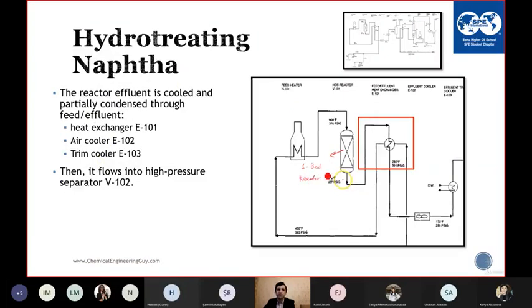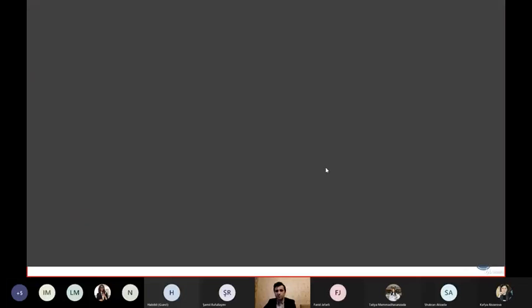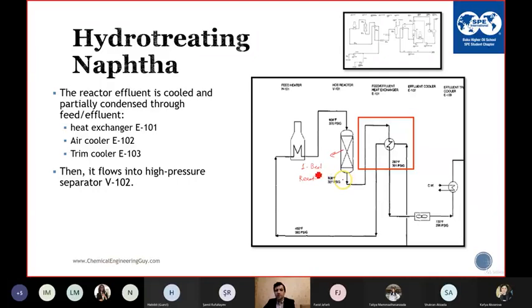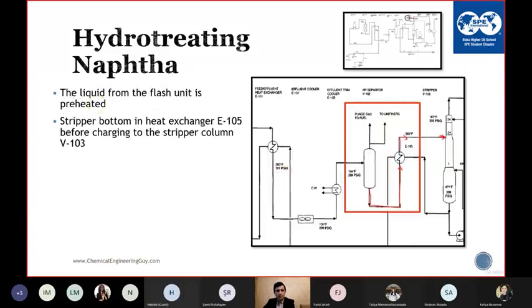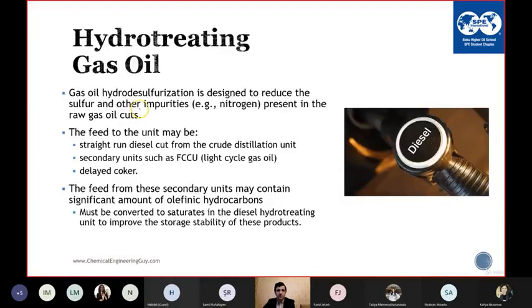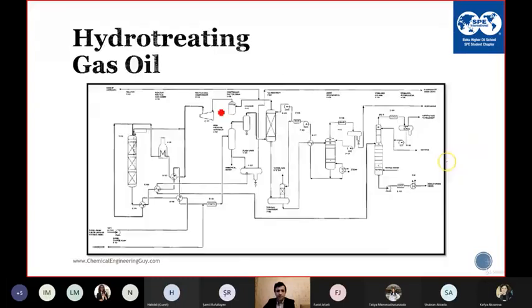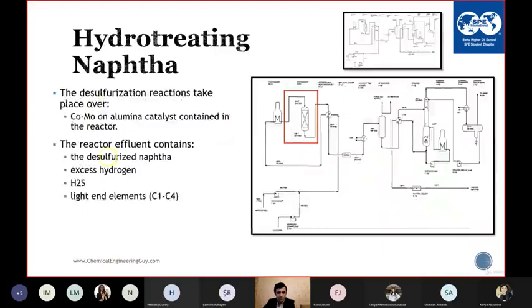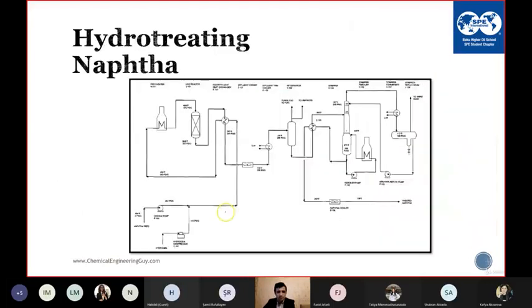Now, when we go to the diesel hydrotreating process, we will see that we don't have one packed reactor. Instead, we have 3 packed reactors. That's why there is some more quenching here, which I want to show you. I will skip naphtha hydrotreating. Now, the gasoline hydrotreating. For that, I think I need to go to the PFD. Yes.